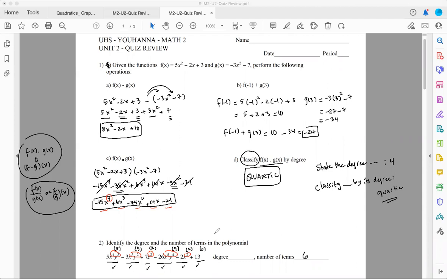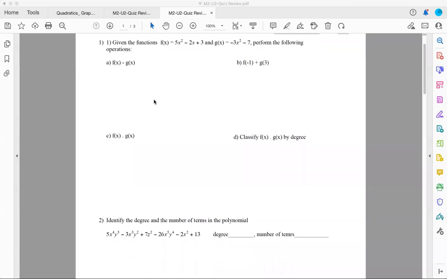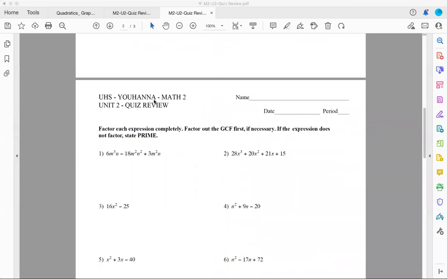So which one has the highest degree? It would be this term. And therefore, the degree of the polynomial is degree 9. Okay, so that's how the degree of the polynomial works. Make sure you remember that. Let's move on to the next page. And the next page is pretty much factoring.